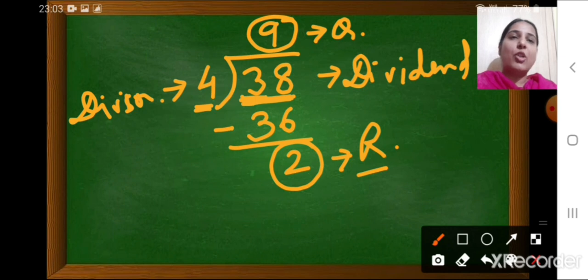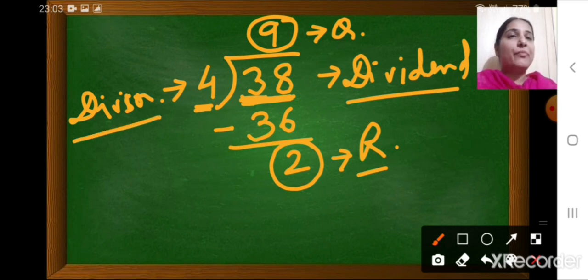Remainder. Got it, children? The number which is to be divided is called dividend. The number by which we divide is called divisor. The answer that we get after division is called quotient. And the number, if some number is left after dividing, is called remainder. Got it, children?